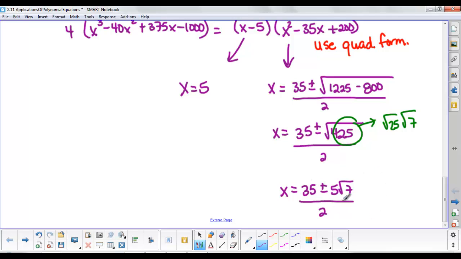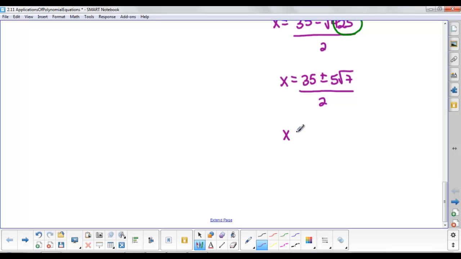And now I look at the top and I see that there is a common factor of 5. So I will factor that out. I'll take out a 5, leaving me with 7 plus or minus root 7 all over 2. Now the 5 and the 2 aren't going to simplify, so this is where we'll stay.